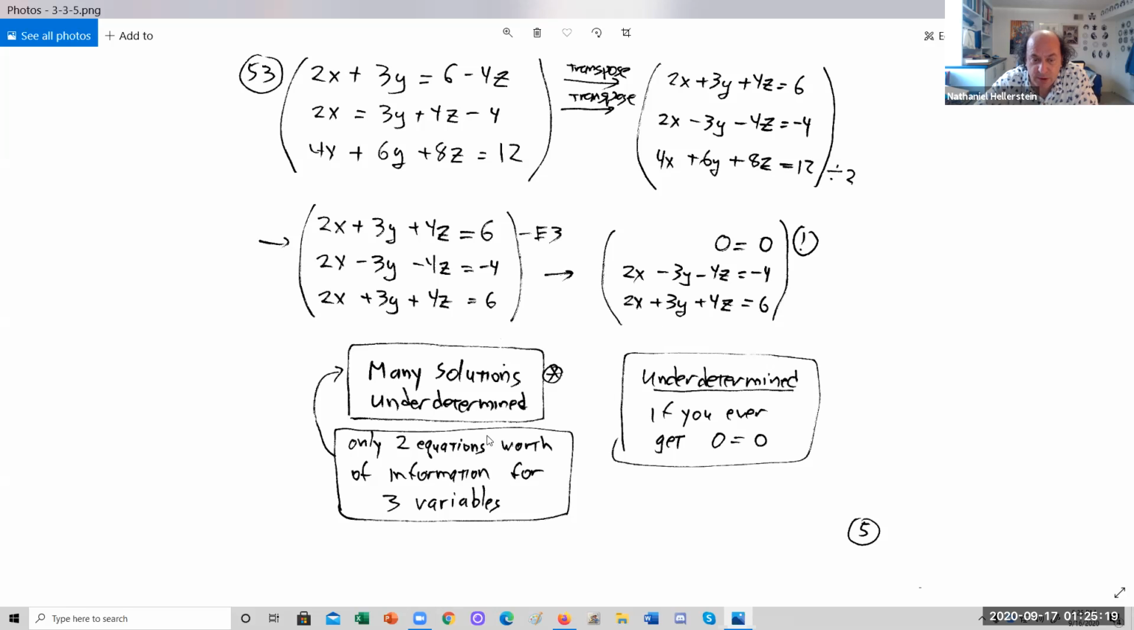It's underdetermined. There's not enough equations worth of information to cover the 3 values. So if you ever get 0 equals 0, the result is underdetermined, or in other words, there are many solutions. There's insufficient information for a complete answer.